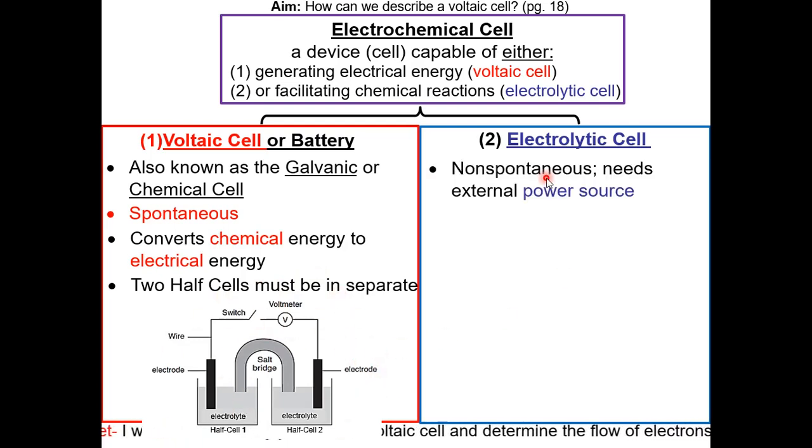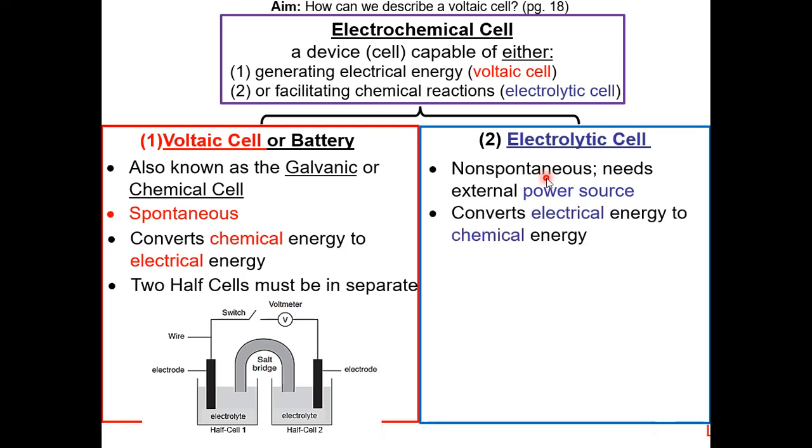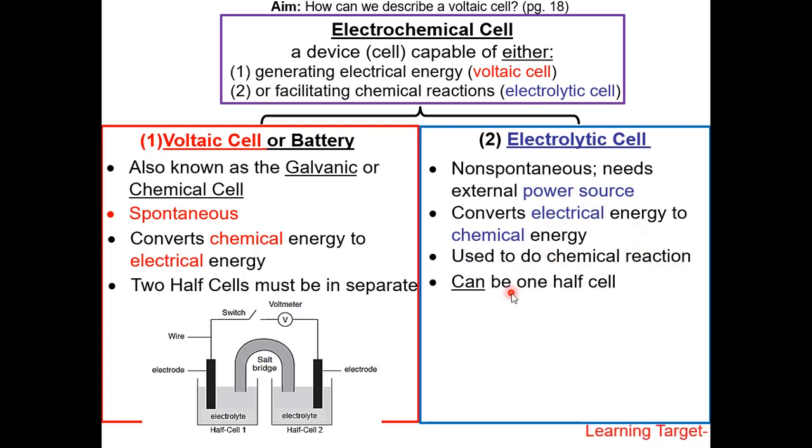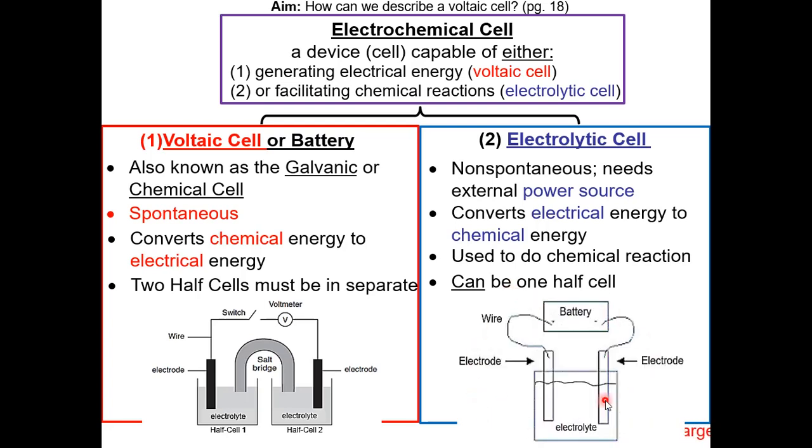For the electrolytic cell, it is non-spontaneous and needs an external power source. It converts electrical energy to chemical energy and is used to do chemical reactions and can be one half cell. Here's a diagram of an electrolytic cell. This PowerPoint and the next PowerPoint will focus on the Voltaic cell and battery. PowerPoint 7 will focus on the electrolytic cell.